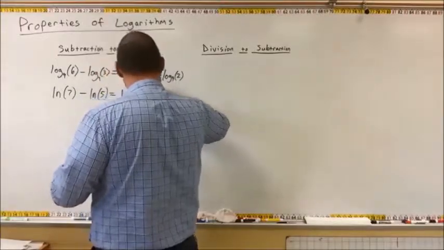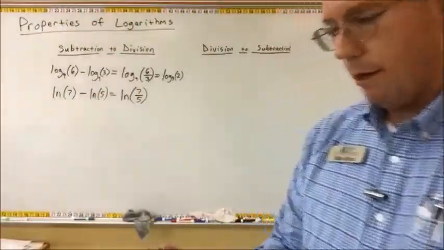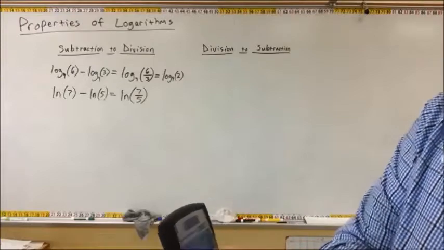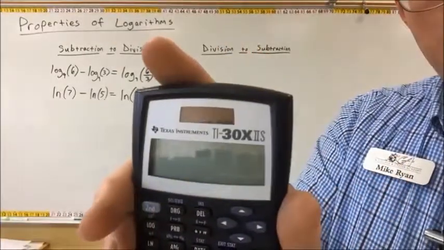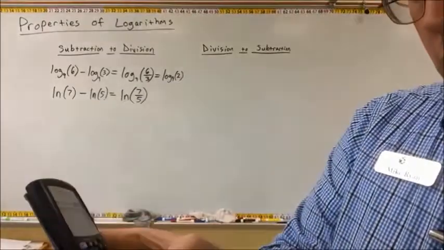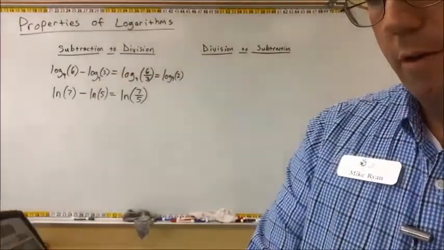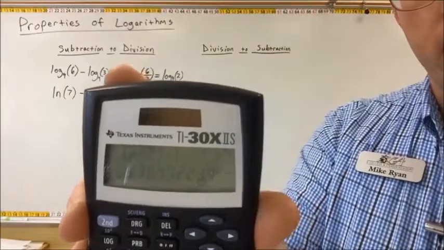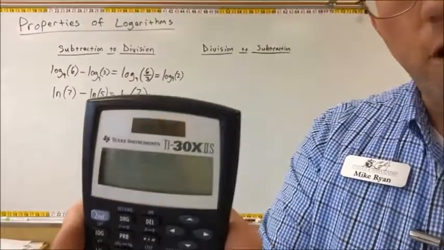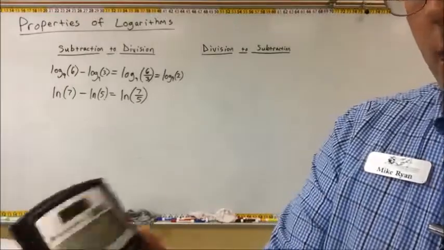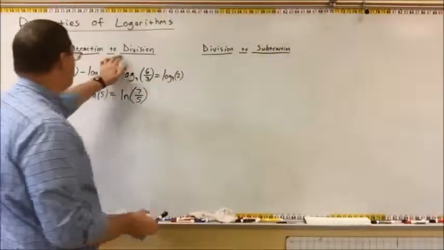But here's how I can show you. Let's go ahead and grab a calculator, and I'll show you that this is true in the natural log. So let's see here. Natural log of 7 minus natural log of 5. Make sure you can see this. Natural log of 7 minus the natural log of 5. We'll press enter, and we get 0.336, right? All right, so now let's do the natural log of just 7 divided by 5. We'll press enter, and again, we get 0.336. Okay? All right, so that's subtraction to division.